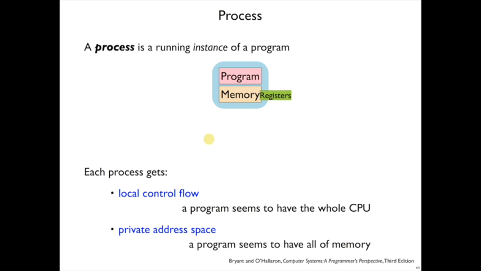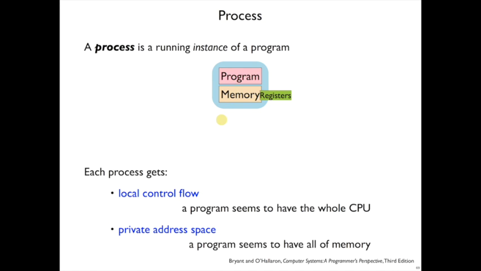And each process gets its own local control flow. The normal control flow for each individual process is separate from the normal control flow of others. So the illusion that a program sees is that it seems to have access to the whole CPU, when in fact, behind the scenes, the kernel is swapping things around. It also seems to have all of memory itself.